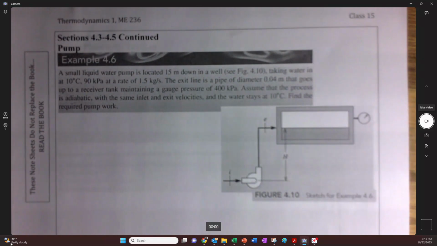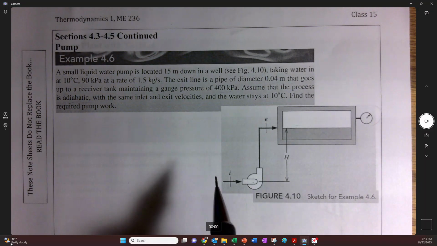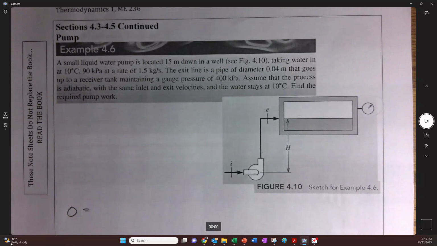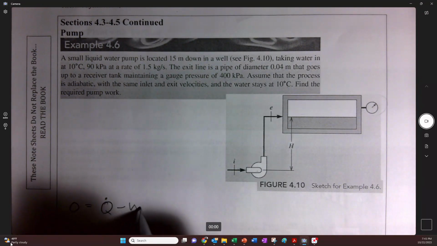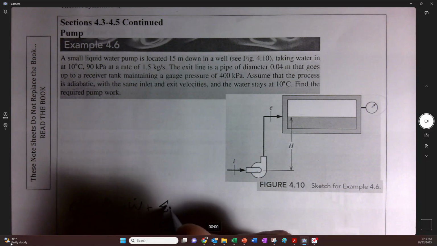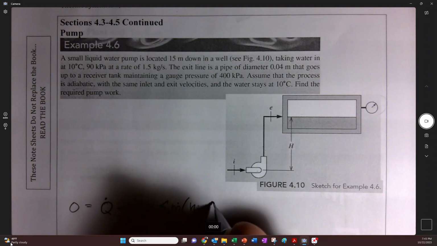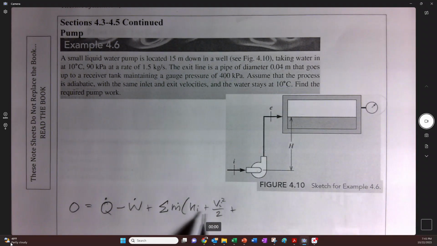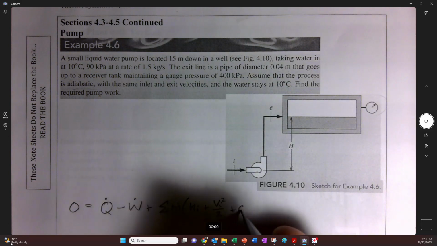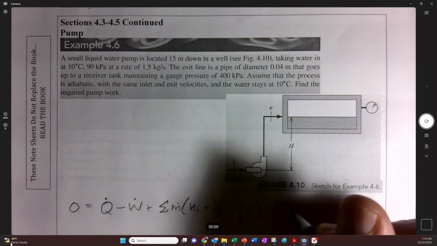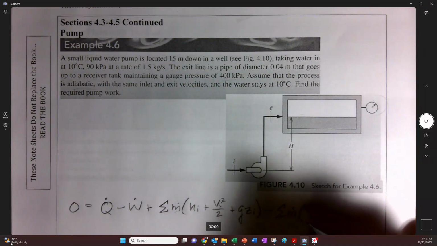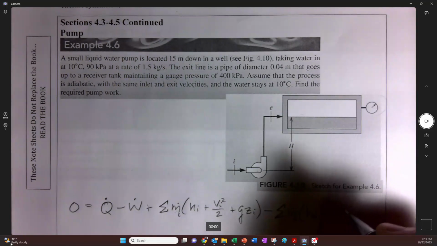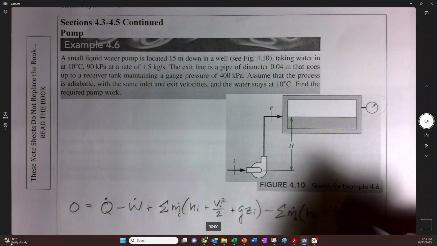In any case, we need to write out our big equation. Our big equation for conservation of energy is 0 equals Q dot minus W dot plus the summation of m dot times enthalpy in plus inlet velocity squared over 2, which is the kinetic energy per mass, but we're multiplying it by m dot, plus g z in, minus the summation of m dots crossing out, and maybe that should be mi and this should be me, h_e plus v_e squared over 2, the kinetic energy, plus g z_e.